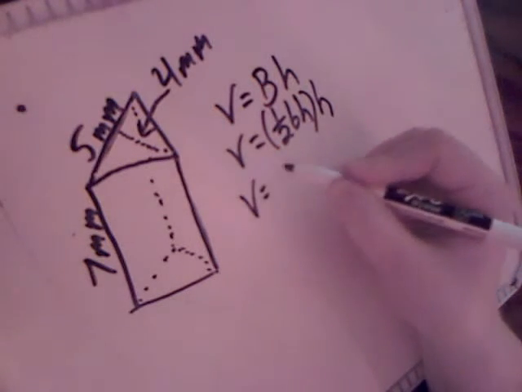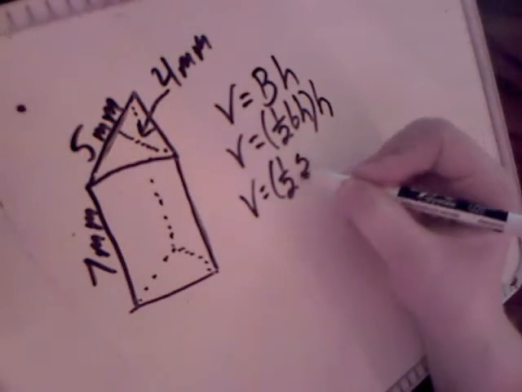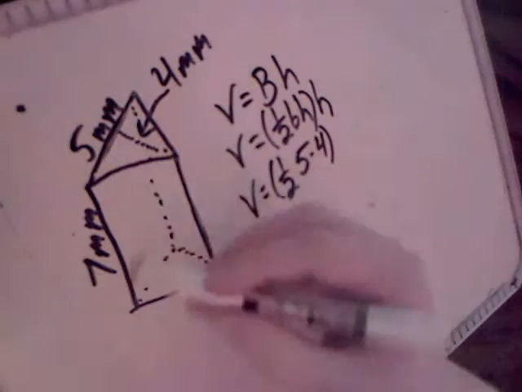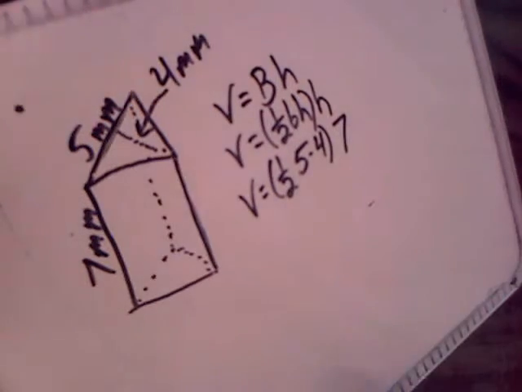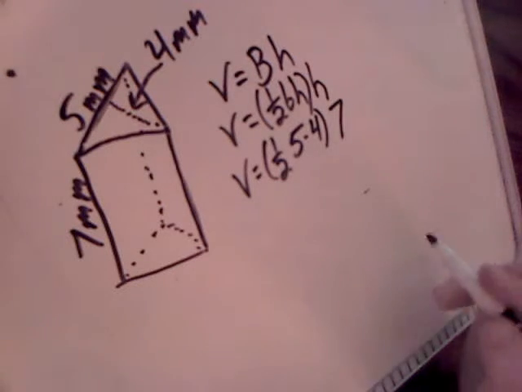Now we're going to plug in the numbers. 1/2 the base of that triangle is 5. The height is 4. Then the height of the whole prism is 7. Now that we've plugged in the numbers, we don't really need the picture anymore, but it never hurts.